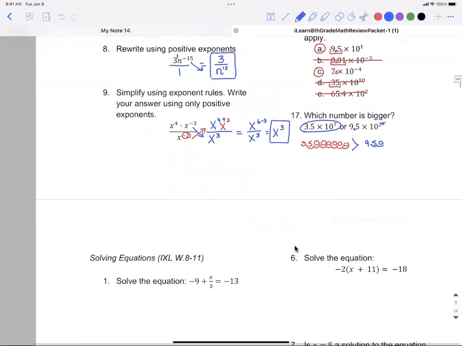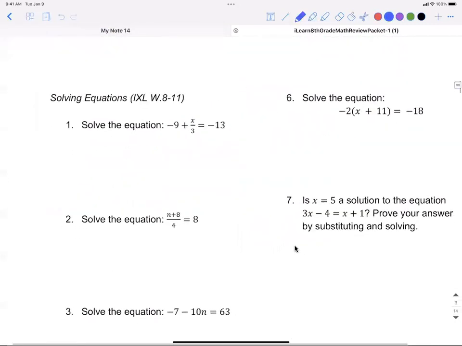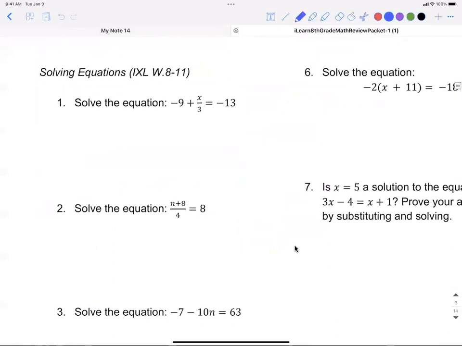All right, this is page 3. Page 3 is solving equations. Like I said, I'm going to kind of run through these fast, pause the video, back it up. That way you can kind of take your time if you need to. My goal is to solve for x, right? That's my ultimate goal.